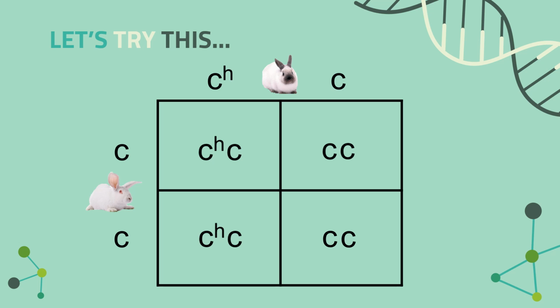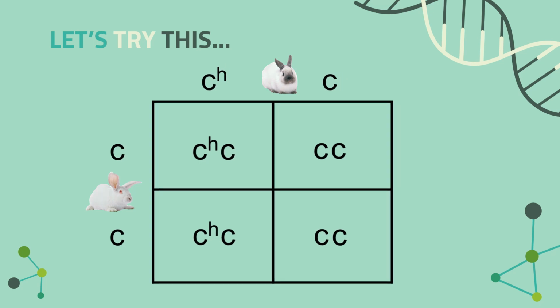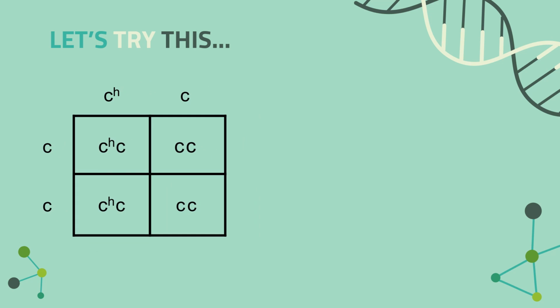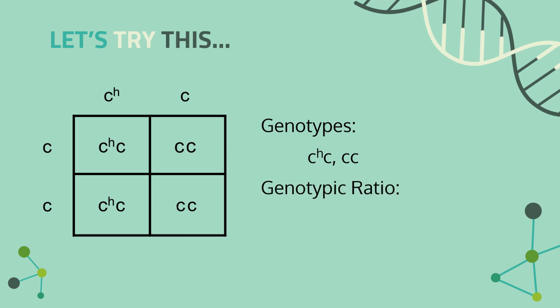Now, let's interpret the answers that we've got. Based on the Punnett square, the genotypes of the offspring are the following: lowercase c^h, lowercase c, and lowercase c, lowercase c. The genotypic ratio is 50% lowercase c^h, lowercase c, and 50% lowercase c, lowercase c.